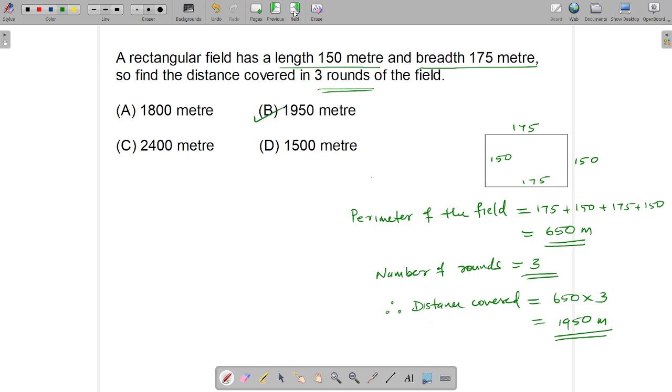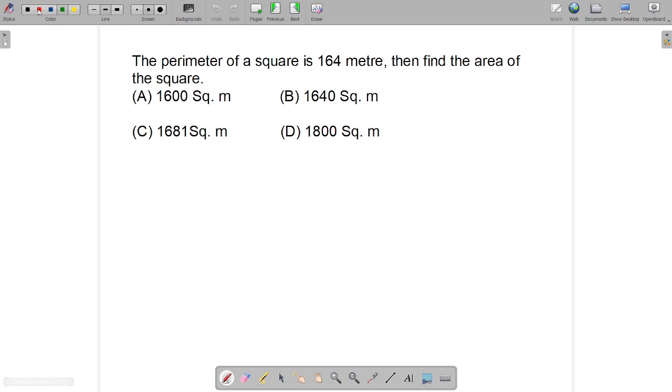The perimeter of a square is given as 164 meter. Find the area of the square. Perimeter of the square is equal to 164.